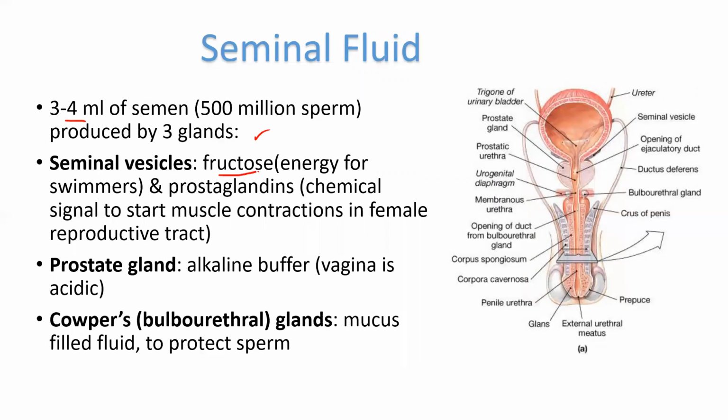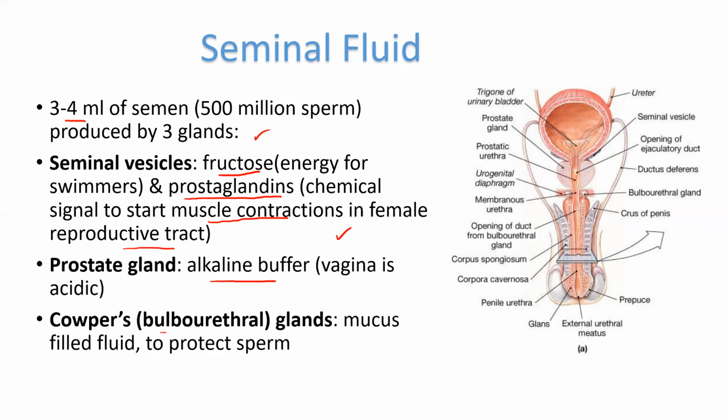Seminal vesicle, as we said, fructose, and on the crossword for endocrine, one of the words was a hormone called prostaglandins. These have very localized effects, and they help with muscle contraction in the female reproductive tract. So the seminal vesicles release that. The prostate is the alkaline buffer because the vagina is acidic, so it buffers the acidic contents of the vagina.